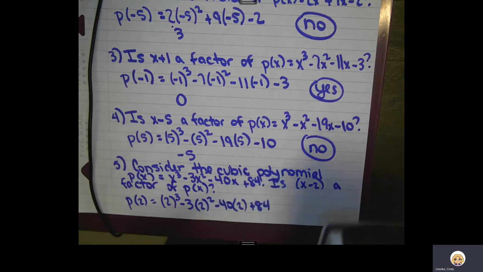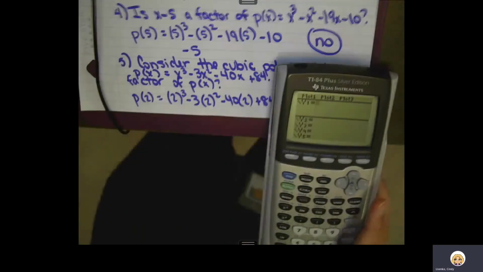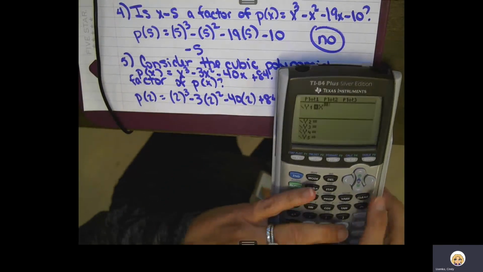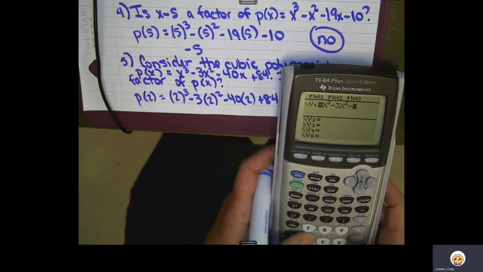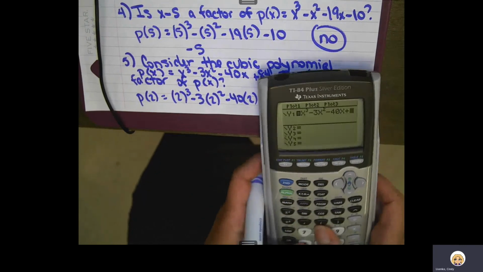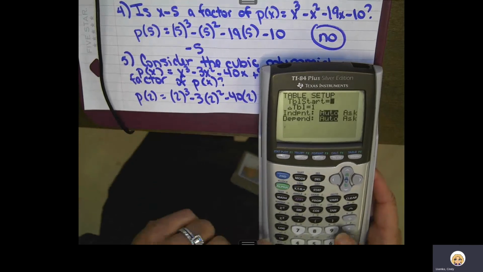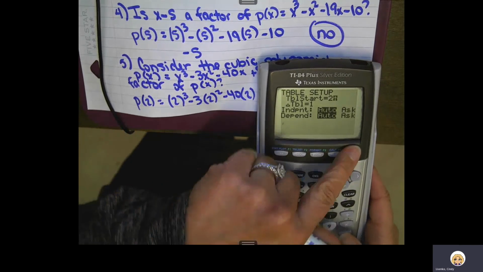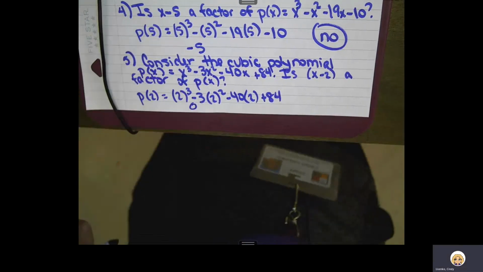So I can type that in or go to my y equals. Last part, x to the third minus 3x squared. So I typed in the original. I want my table to start at 2. So second window, having my table start at 2. Go to my table. I get 0. So is this a factor?